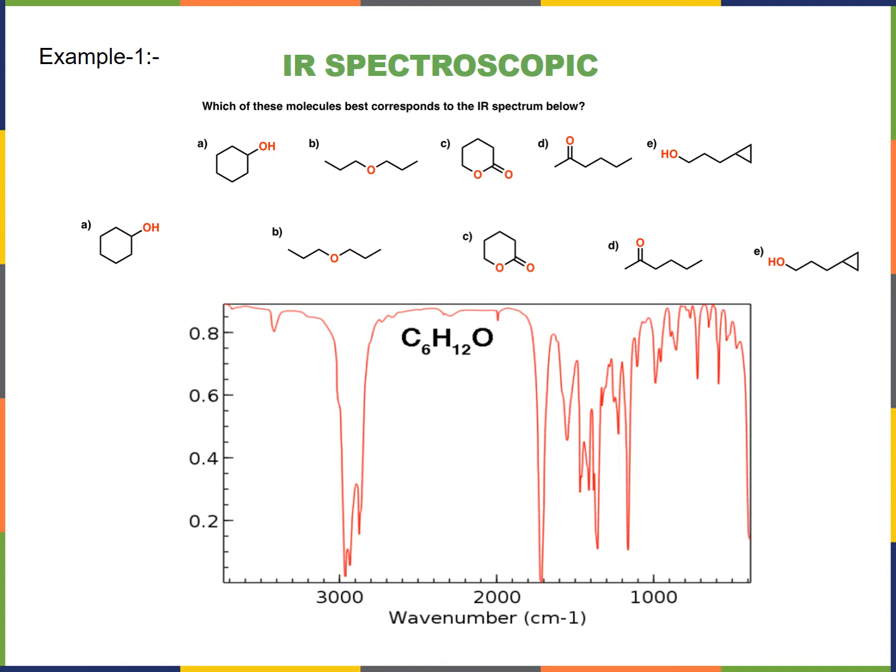The other one is E. There is an OH, but this peak around 3300 is not an OH because it is very sharp, not a broad peak. The other thing is that there is no carbon double bond oxygen peak at 1700 for E, so this is also ruled out. So in this case, the exact answer is D, because D satisfies the IR spectrum of the compound.